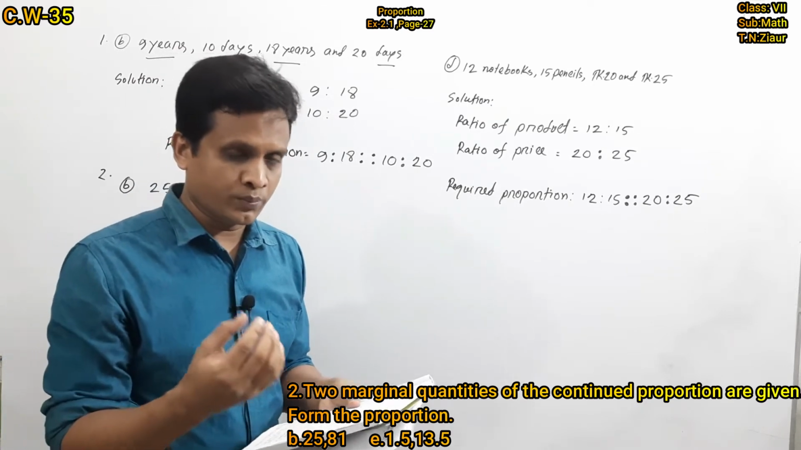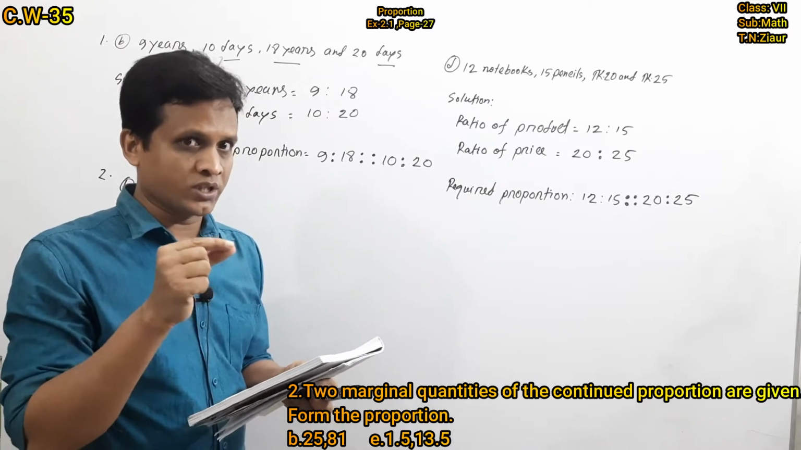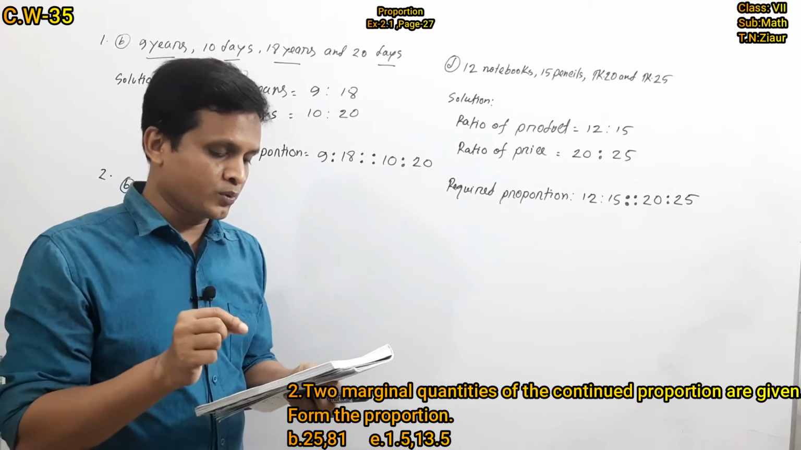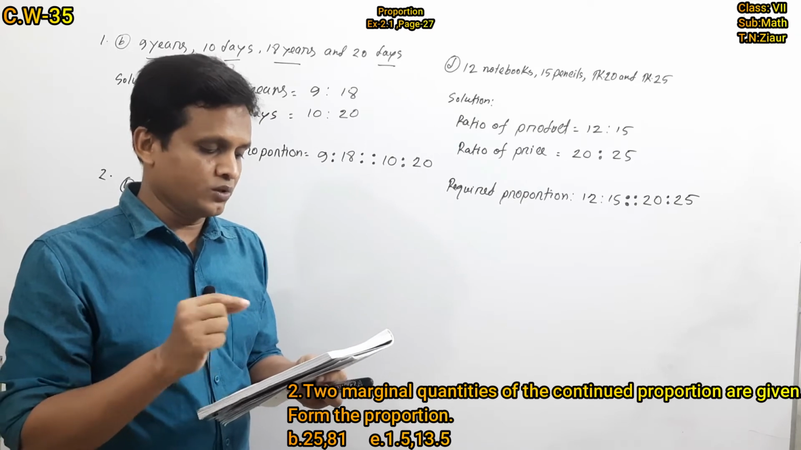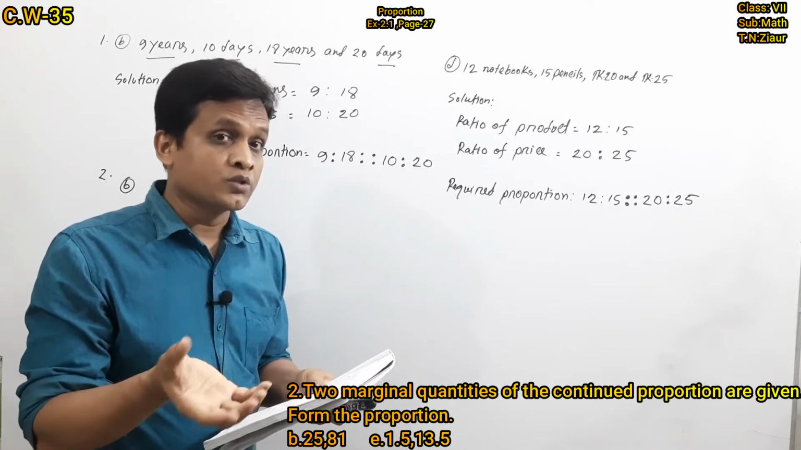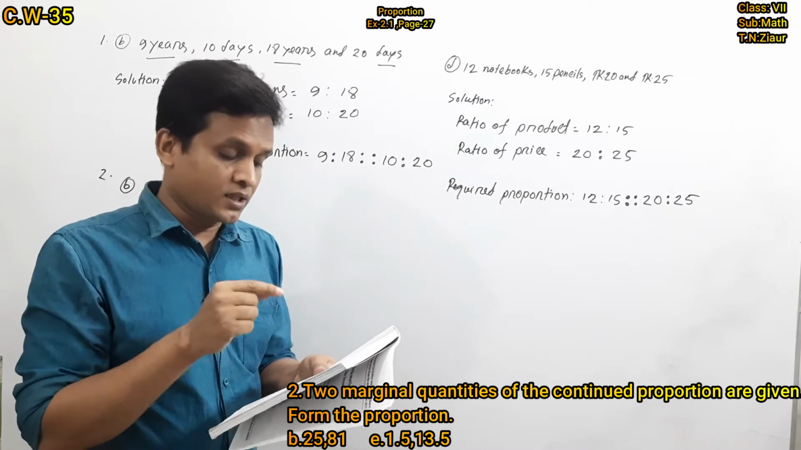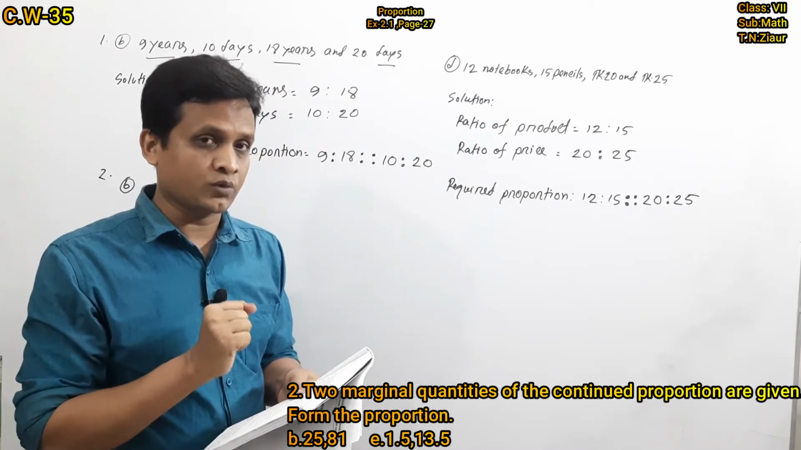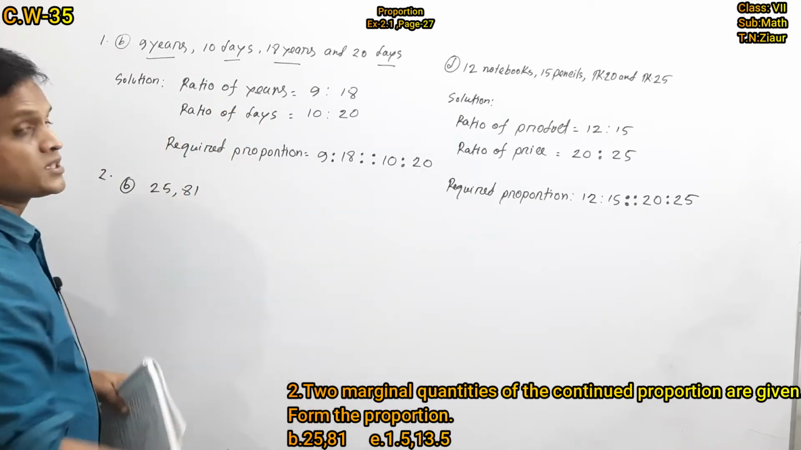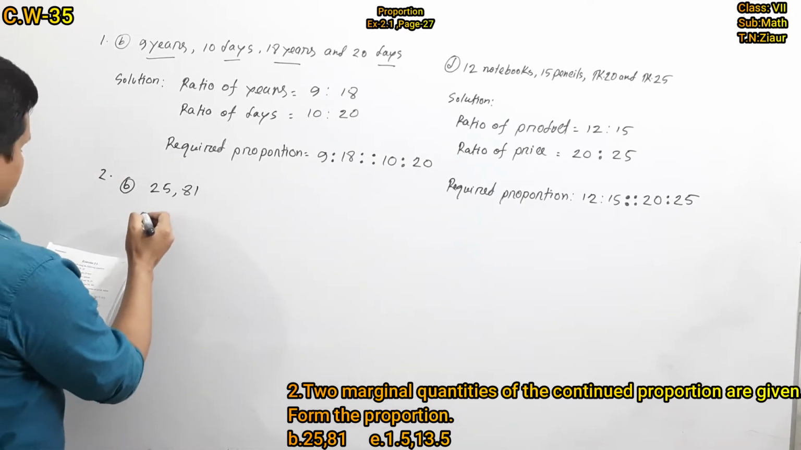So if you want to form the proportion, so first we need, here given the continued proportion, that means the mid quantity we don't know. There is no information about this one. So that means in the continued proportion, two marginal quantities are given. In continued proportion, how many quantities are there? Three quantities. Out of these three, here given is two quantities. Which one? First quantity and third quantity, right? That means this one is the first quantity and this one is the third quantity. Okay, so we can write in the continued proportion, we know.